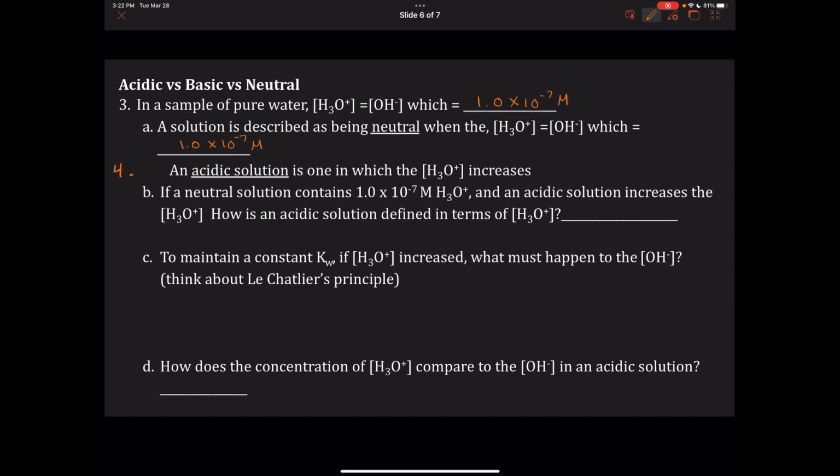Now, an acidic solution is going to be one in which we're adding something to water and the hydronium concentration increases. So, if a neutral solution contains 1 times 10 to the negative 7th molar and an acidic solution increases the hydronium, how's an acidic solution compared in terms of hydronium? And so what we find, because we're increasing the hydronium, in an acidic solution, the hydronium concentration will be greater than 1 times 10 to the negative 7th.